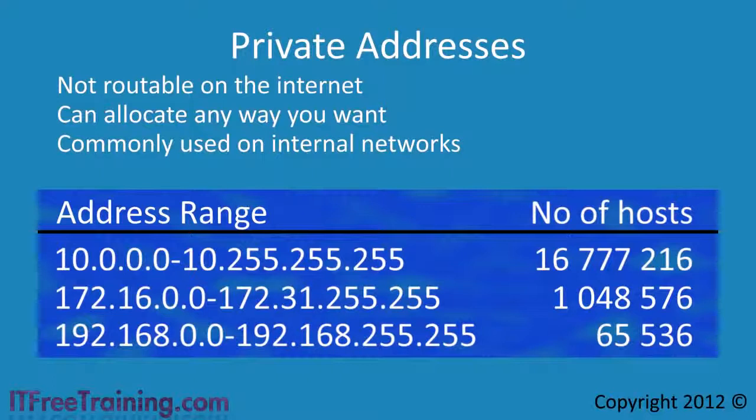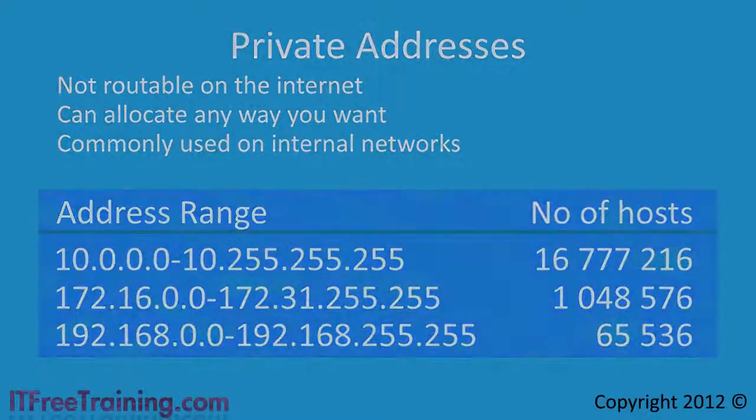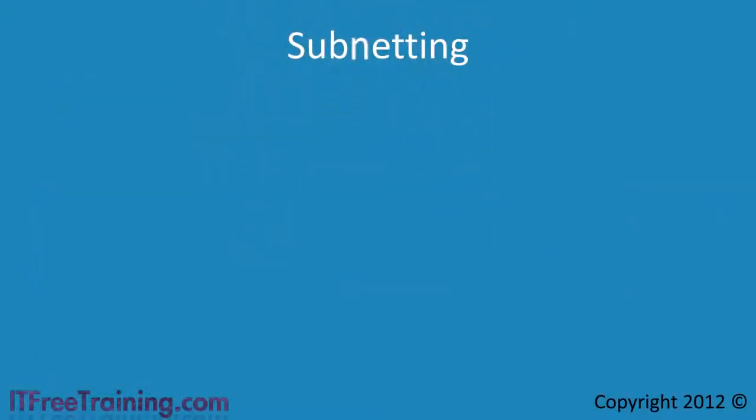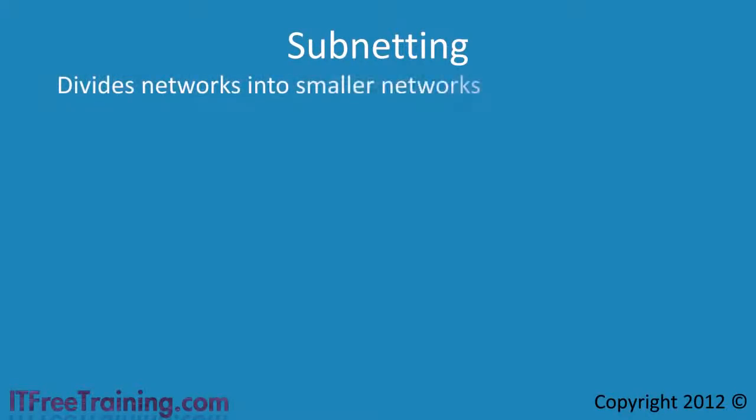So how do you make more efficient use of these IP addresses? To do this, you use a process called subnetting. Subnetting is simply the process of dividing a large network into smaller networks. If I were to take the network 10.0.0.0, I can divide this network into smaller parts by applying a subnet mask.